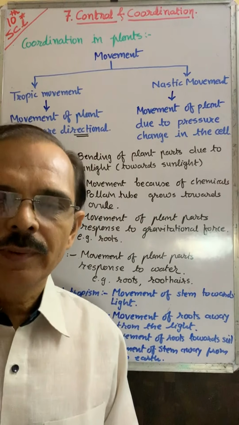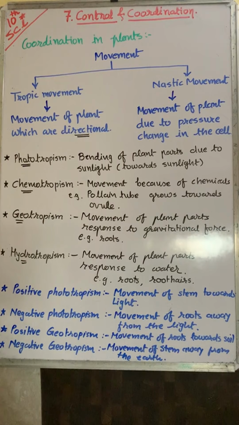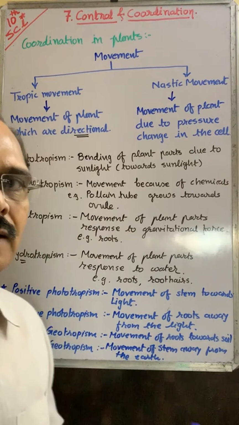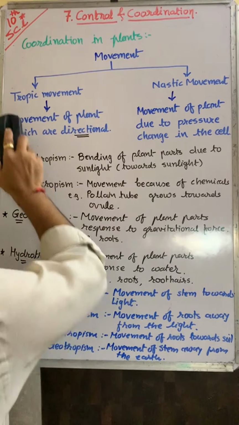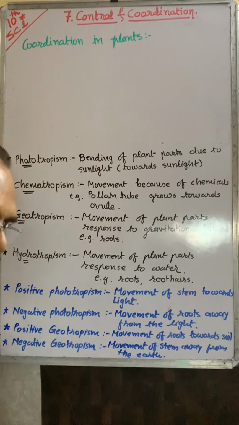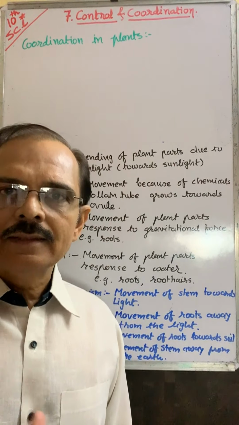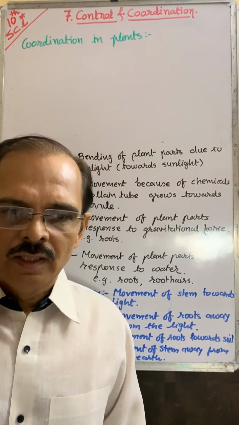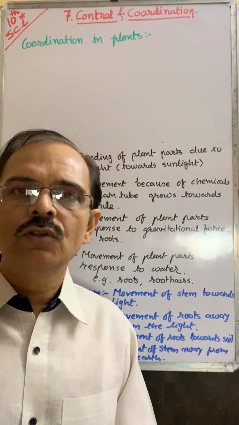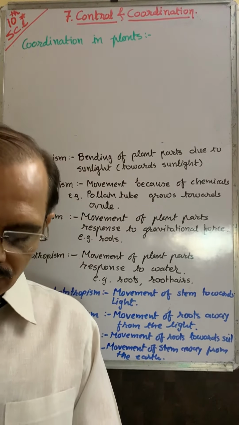Okay, this is about tropic movement. They are positive and they are negative. Now let us start nastic movement. Nastic movement is very easy. Again, you can say photonasty. What is photonasty? You know that nastic movement occurs due to the pressure increasing or decreasing in the cell. If pressure increases or decreases because of light, then we call it photonasty, meaning light is the factor.